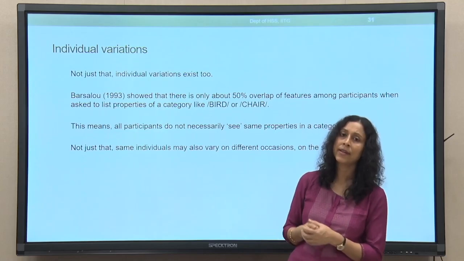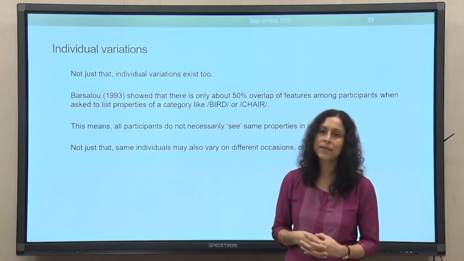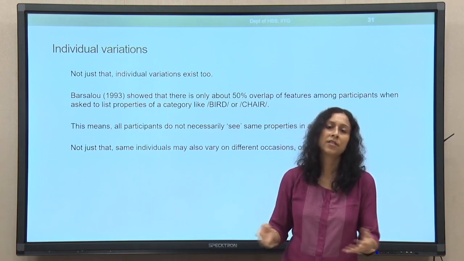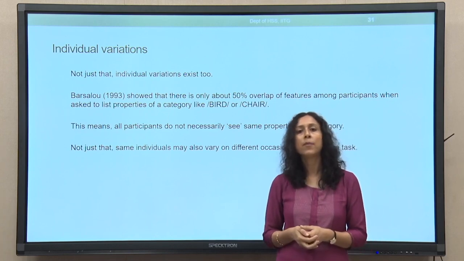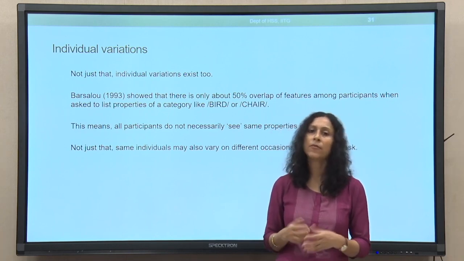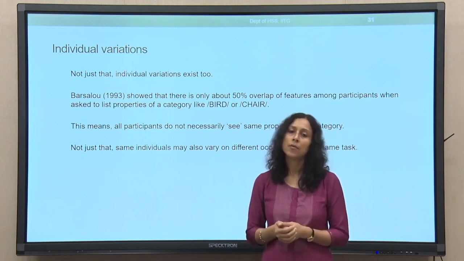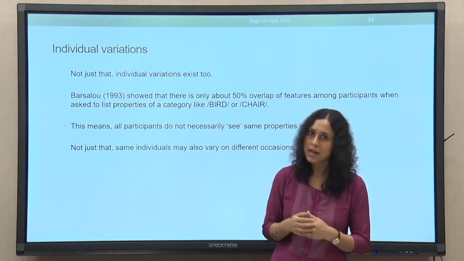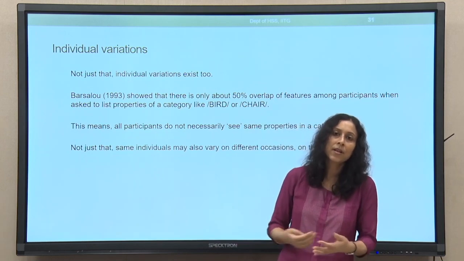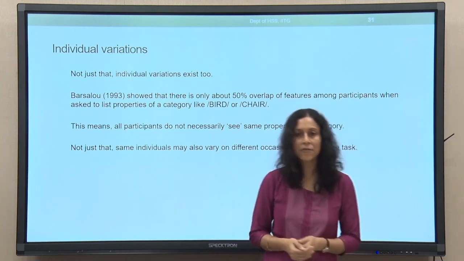Something as simple, as concrete, as tangible as a chair: if you ask 10 different people to list the features of a chair, there will be, as he found out, not even 50%, about 47-48% overlap across participants. So there is only about 50% agreement among the participants as to what are the classical, typical features of a chair. So you can see that there are even individual differences.